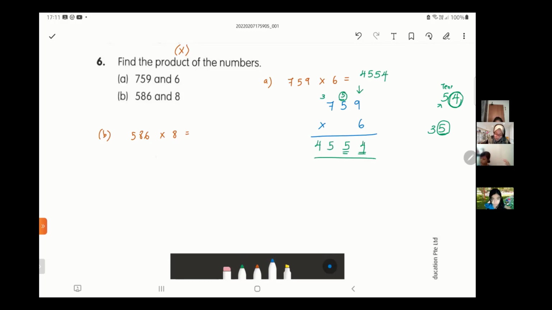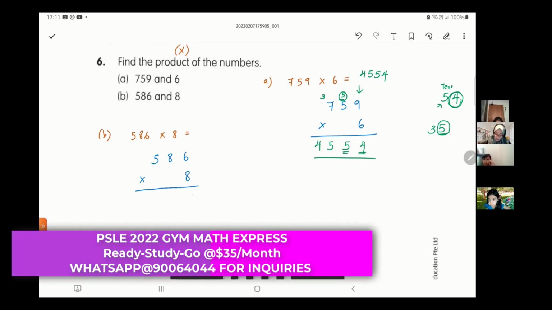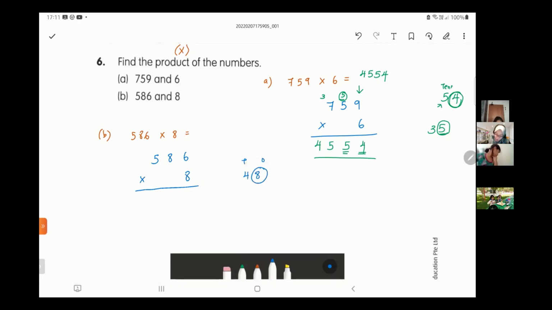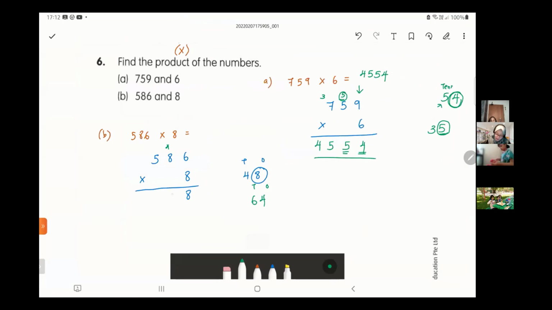586 times 8. Don't copy yet. Look at my screen. I see people copying. How do we do this? So 6 times 8 is 48. So you have 4 and 8. This one is your ones, this one is your tens. Ones go down, tens carry up. 8 times 8 is 64. 64, ones, tens. 64 plus 4 is, oops, sorry. 64 plus 4 is 68. Okay, 68, right? So 8 goes down, 6 goes up, like this.